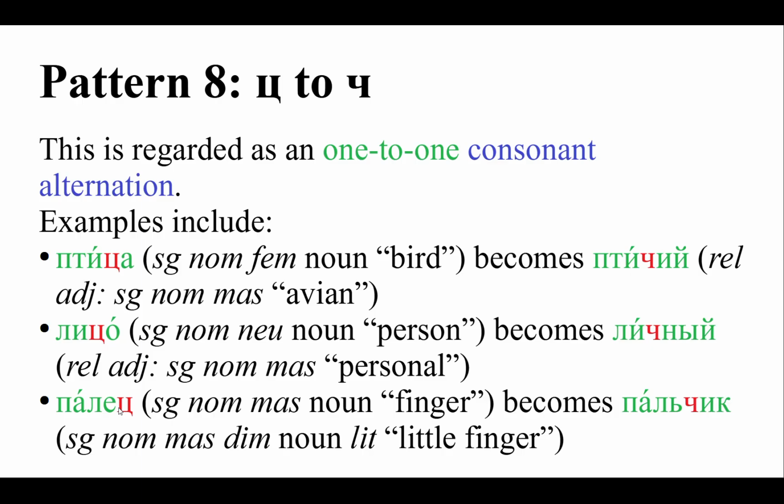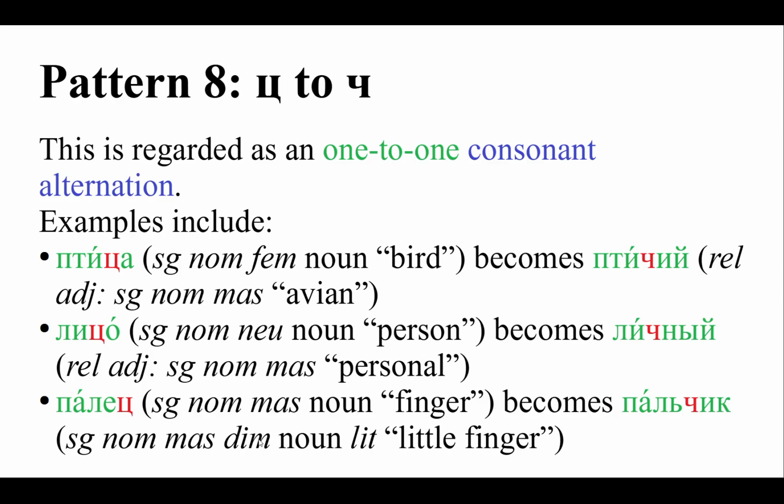Палец, finger, singular nominative masculine noun, becomes пальчик. You can see that the E disappears into this мягкий знак, the soft sign, which is vowel alternation, not consonant alternation, but another alternation which we'll be discussing later. For now, just focus on the ts turning to chs, this kind of consonant alternation. Пальчик means little finger.